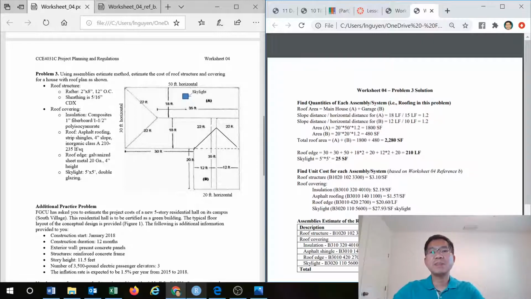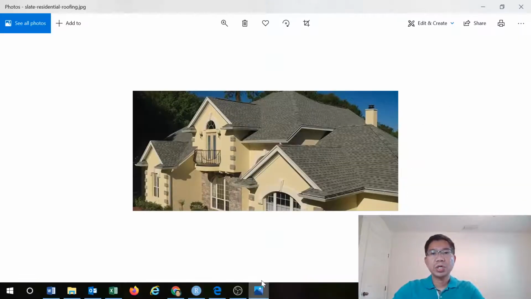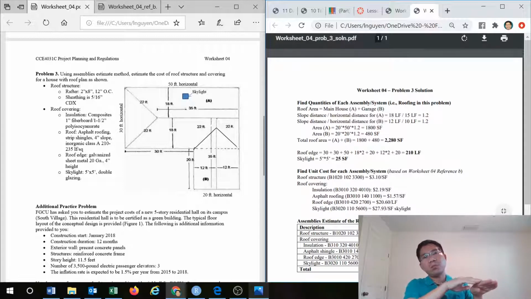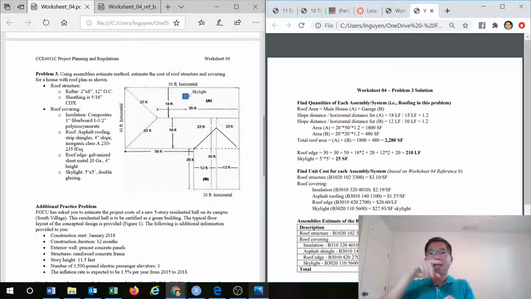And then similarly, slope distance and horizontal distance for part B, which is the garage. As you can see, horizontal 20 divided by 2 means 10 feet. Corresponding to that, the slope goes to the edge of the house here, and it is 12 feet divided by 10 horizontal, which is 1.2. It means whatever we go 1 foot horizontal, the slope will be 1.2 feet. With that ratio, it's very easy to determine the areas for A or for B.